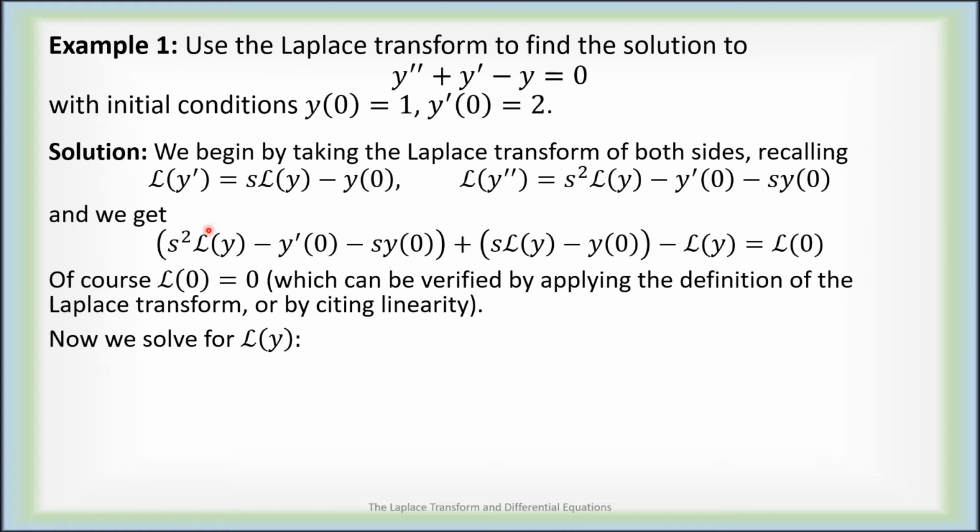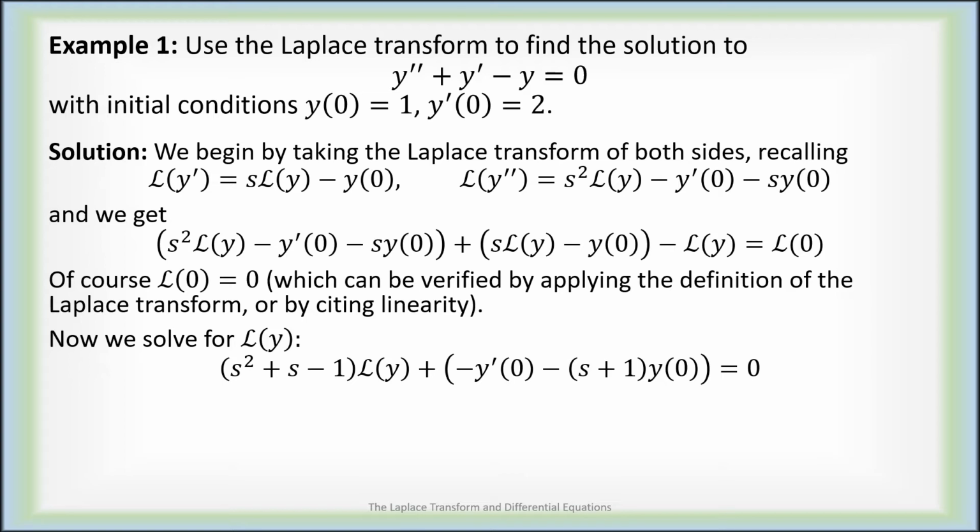Up here, we have s squared L of y, s L of y, minus 1 L of y, and our constants that don't involve L of y are y prime of 0, s y of 0, plus y of 0. So collecting terms according to whether they do or do not have L of y involved will allow us to factor like this. S squared plus s minus 1 times L of y minus y prime of 0 minus the quantity s plus 1 times y of 0. Now we can solve for L of y by moving this entire term over to the other side and dividing by s squared plus s minus 1. So here is the Laplace transform of y.